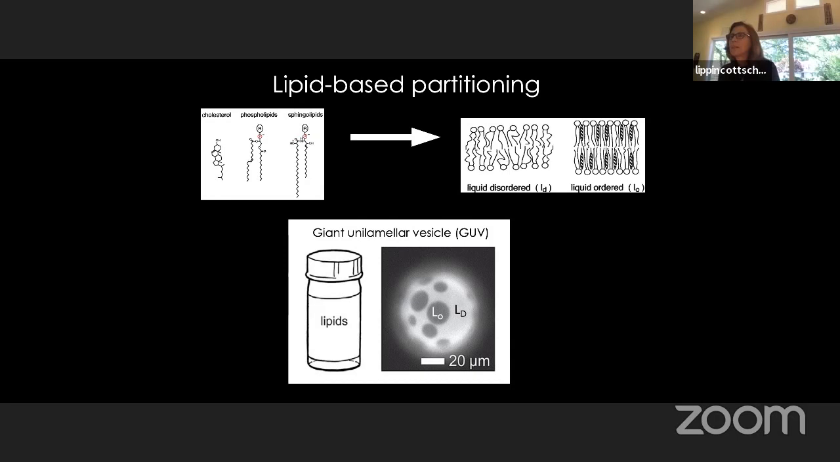Now, this concept of lipid-based partitioning has been around for a very long time, but not spanning throughout all of the cell biological realms, if you will. Basically, in the 60s and 70s, people realized that membranes are made up of different types of lipids: cholesterol, sphingolipids, and just regular glycerophospholipids. I'm trying to see if you can see my pointer. Can you see my pointer?